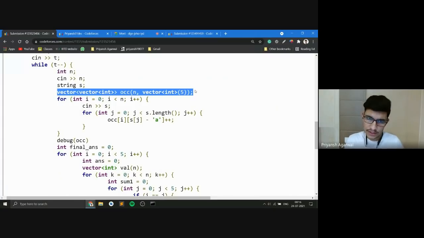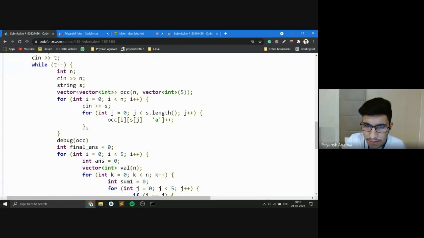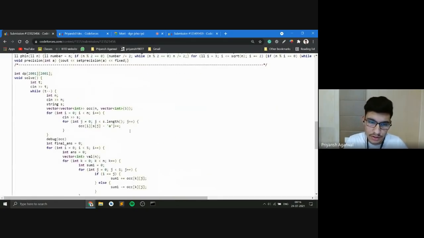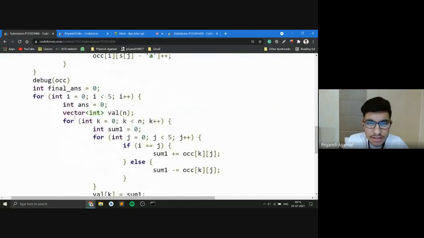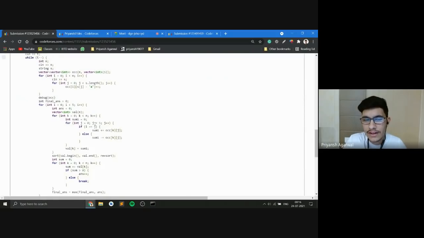for each of these words that I'm getting, n words, I am maintaining how many times each character is occurring. So this is the part where I'm storing how many times each character is occurring in that particular word. And after that, I'm just trying out 5 possibilities. So in the 5 possibilities, I'm checking if, let's say I decide A to have the highest frequency, will I be able to do that? And if I'm able to do that, what are the maximum number of words that I can choose?